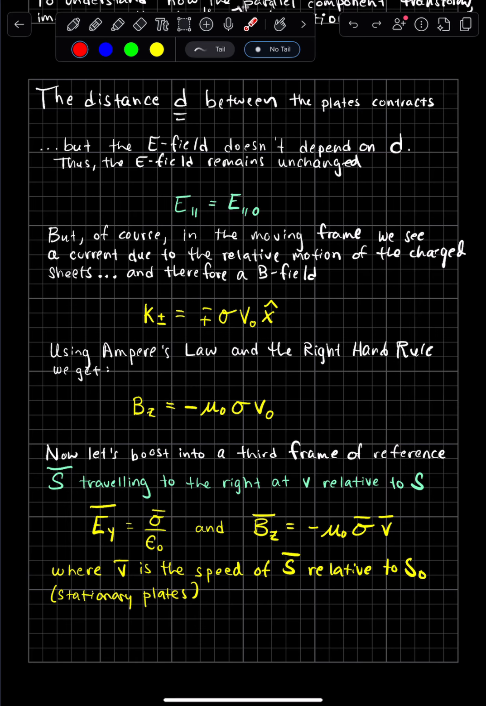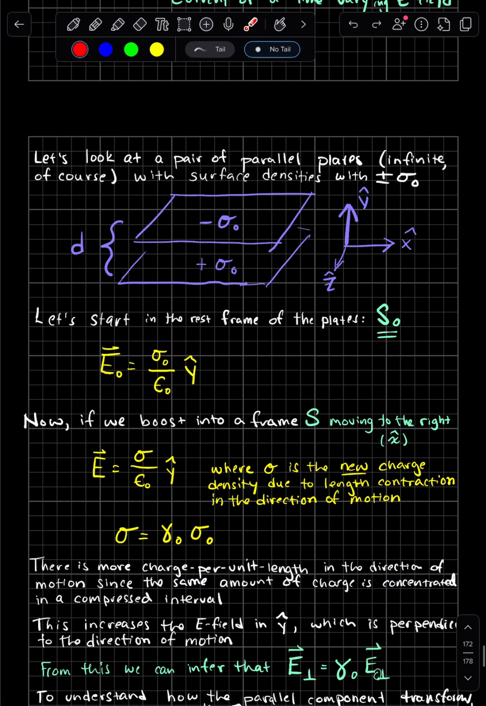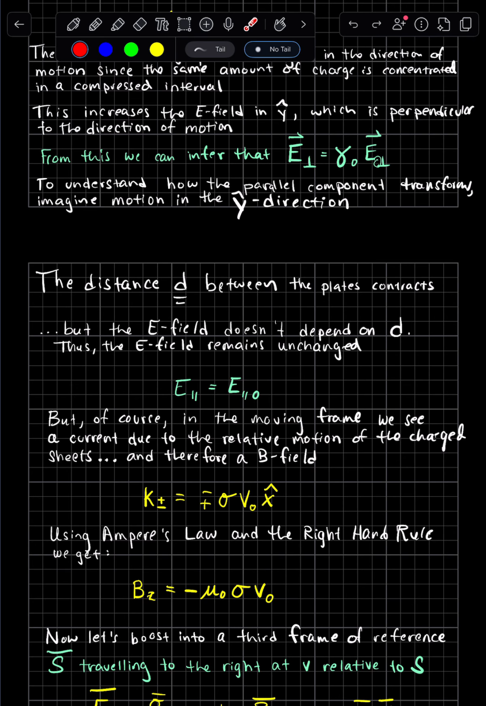So when we boost, if we were to travel in a direction parallel to the E field, then the E field wouldn't change. To recap, if we are traveling in a direction perpendicular to the E field, then the E field will change in the direction perpendicular to our motion by a factor of gamma. But if we boost in a direction parallel to the E field, it will not change. Okay, so that's the E field, but it's not just that we see a change in our E field.